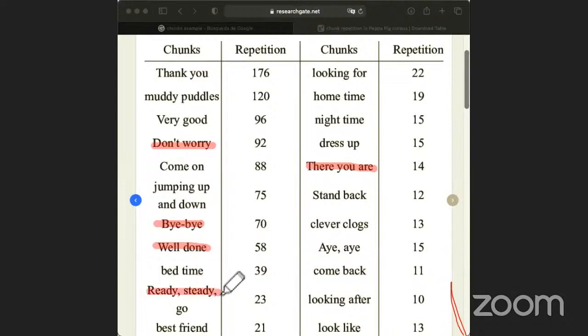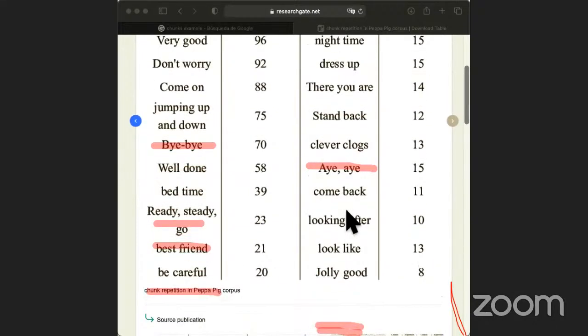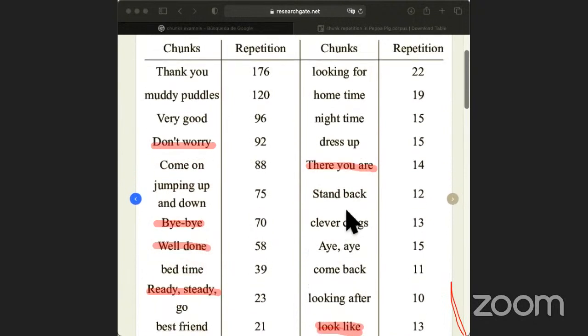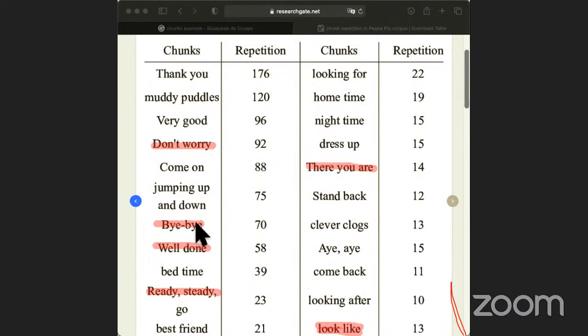Ready, steady is also very used. Looks like, it's an expression. Looks like, blah, blah, blah. No? So like these, we can see many others. And these chunks help us to sound more natural. That's the point of using these chunks. As you can see, there are some that are more common than others, but the point here is to sound natural, no? Jumping up and down, for example, means that someone moves all over.